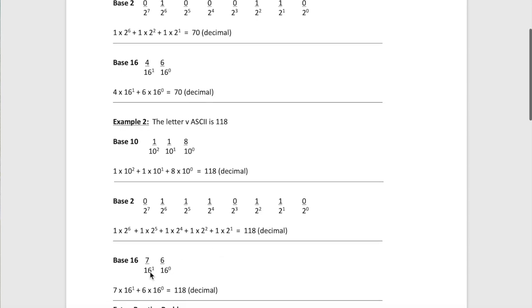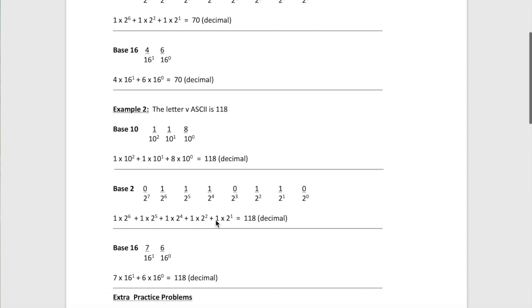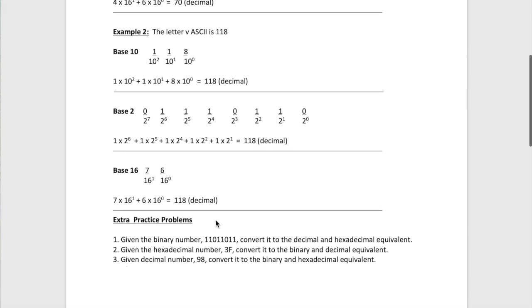Base 16, same thing, 7 and 6, because 7 times 16 to the first plus 6 times 16 to the 0 is 118. So what we have here is simply the methodology in converting from one base to another, keeping the decimal in mind, okay? Because you're used to this number, you're going to use it as a guide.